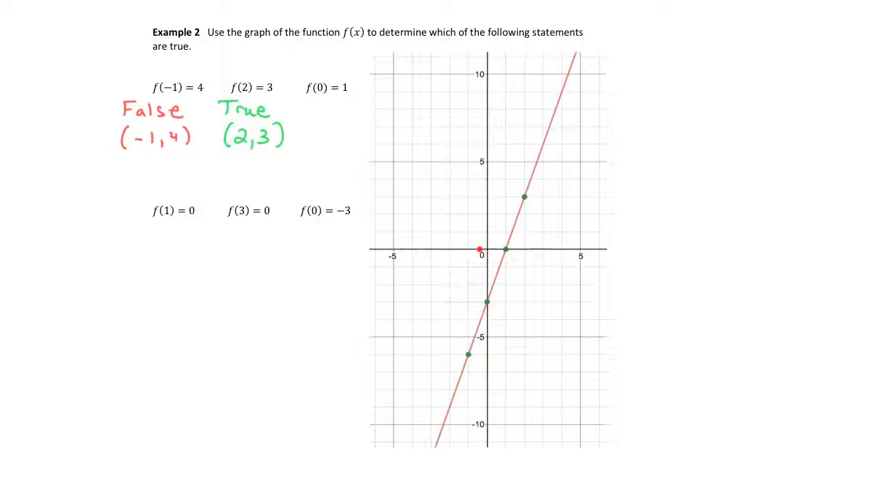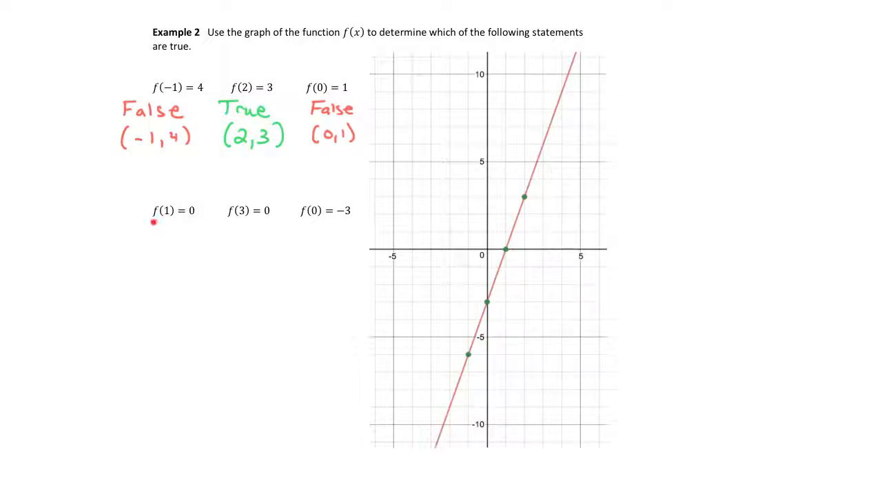Perfect. All right, what about f of 0 is equal to 1? So that means I go to x equals 0, and I don't get 1. In fact, I get negative 3. So this one is definitely false. The point 0, 1, that's not on the graph.